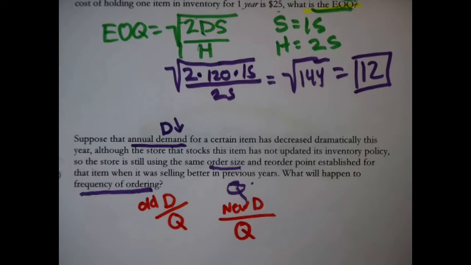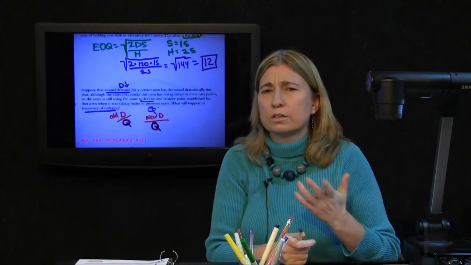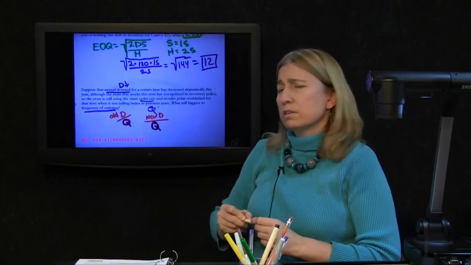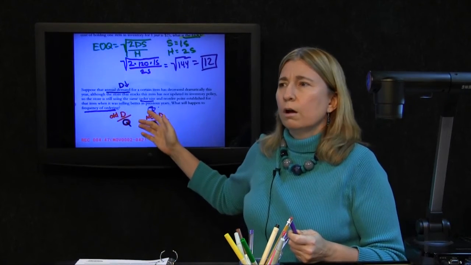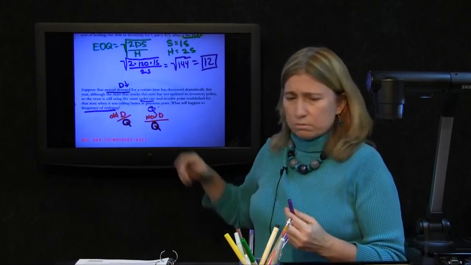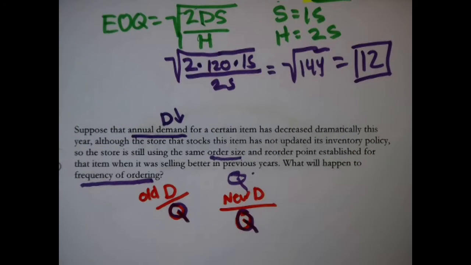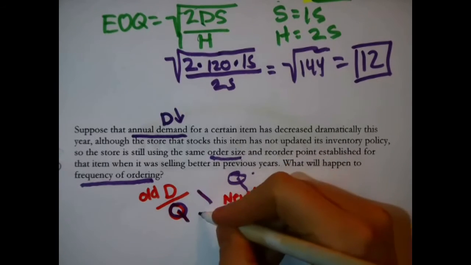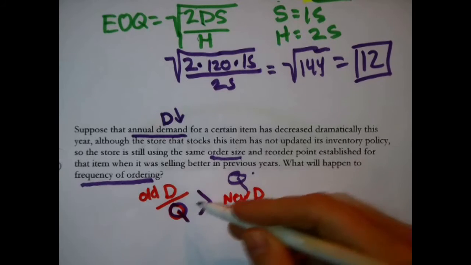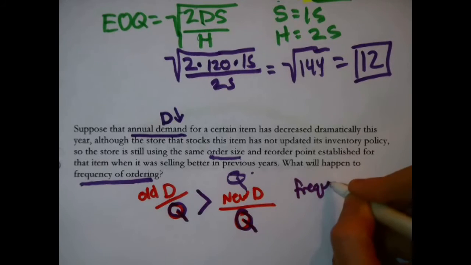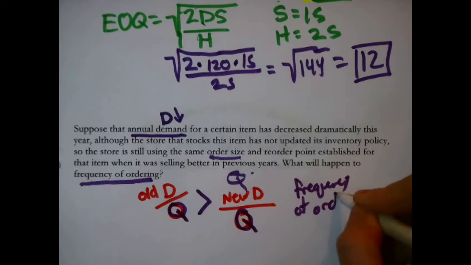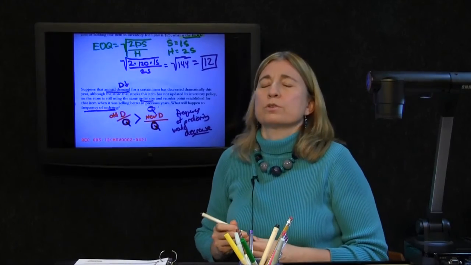Well, they were just saying that the store uses the same order size, so the denominator's the same. The only thing that's different here is old D is larger than new D. They said that demand has decreased. Okay, so that means that this ratio here would be smaller than that one. This would be a smaller number than this one. Yes? That's what would happen to the frequency of ordering. Frequency of ordering would decrease, right? That new result's going to be smaller.